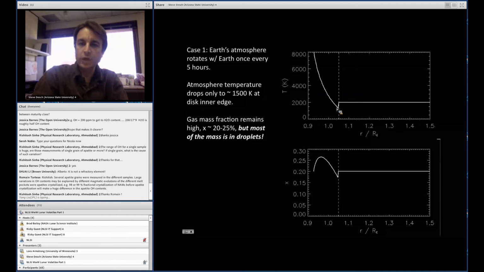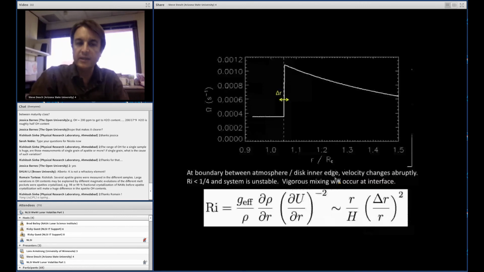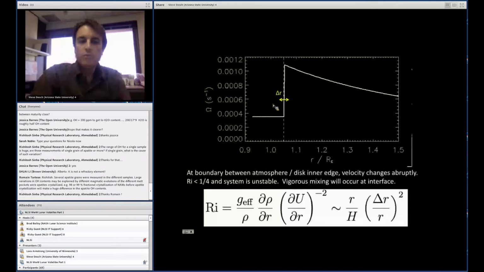And the temperature, by the way, is lower than the 8,000 Kelvin. By the time you get out there, it's close to 2,000 Kelvin. But the fraction of material that is gas is still on the order of 20–25%. So we call it an atmosphere, but really it's 75% liquid, and that's a surprise as well. So that's what the interface looks like.